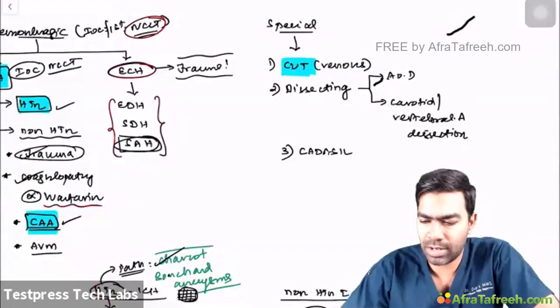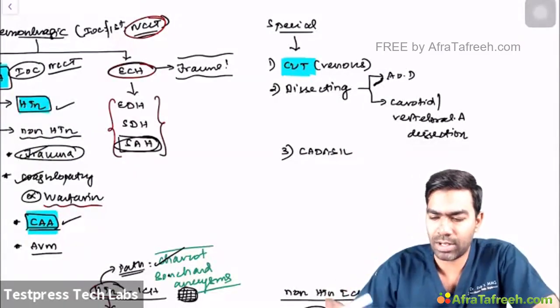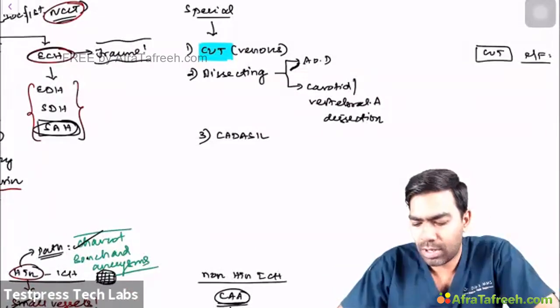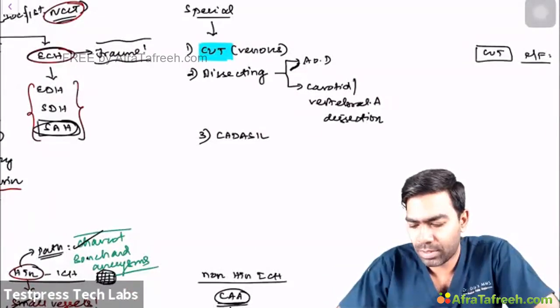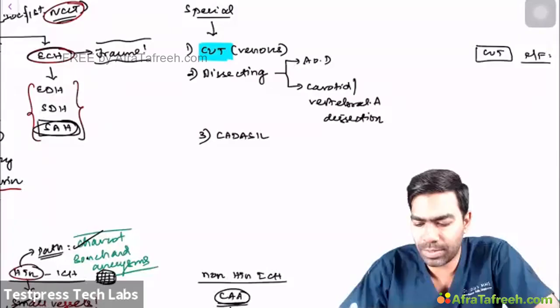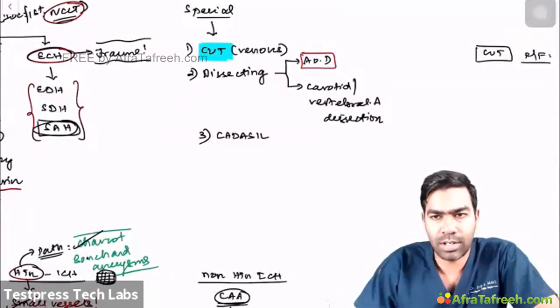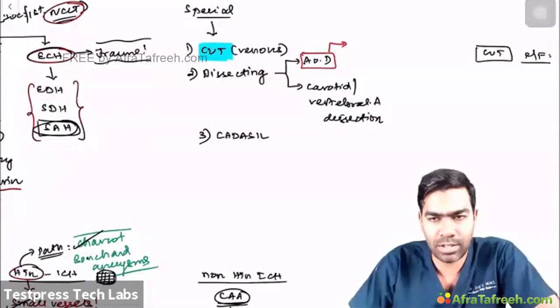For example, we have a dissecting type of stroke, and we have CADASIL, that is cerebral autosomal dominant arteriopathy with subcortical infarcts and leukoencephalopathy. That's what we call CADASIL. Anyways, let us start with the dissection first. We have discussed a lot about aortic dissection already. We know how aortic dissection is going to cause a stroke.